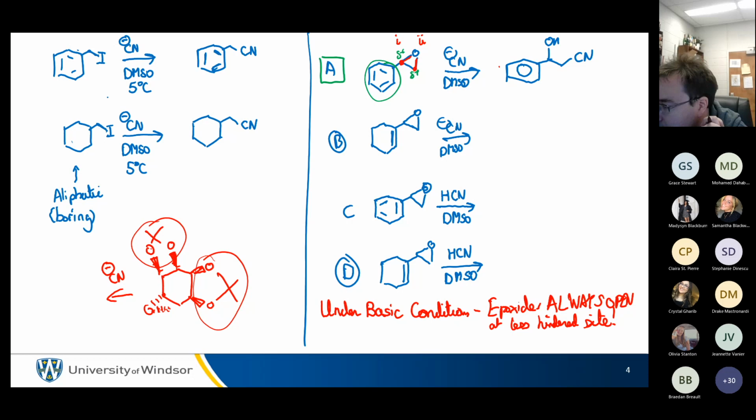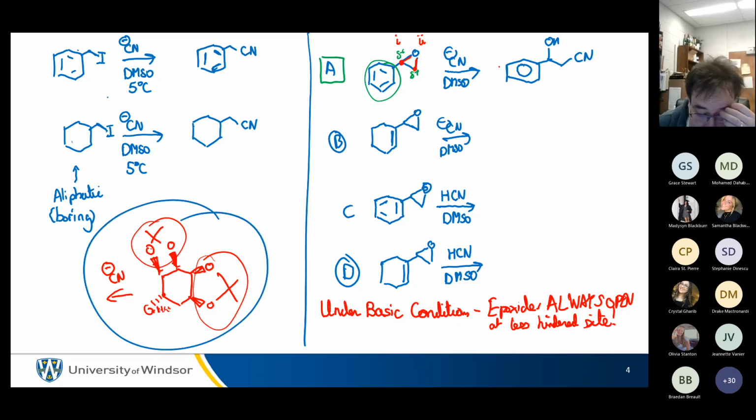The structure in red, what was the relationship between the structure in red and the bottom left in A? Nothing. I'm just talking about why I'm thinking about epoxides. This thing down here has got nothing to do with A. It's basic conditions because it's cyanide. II is a less hindered site.